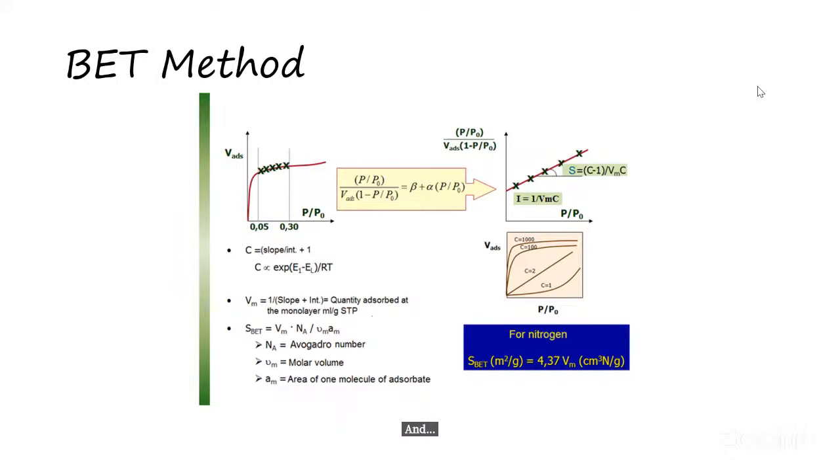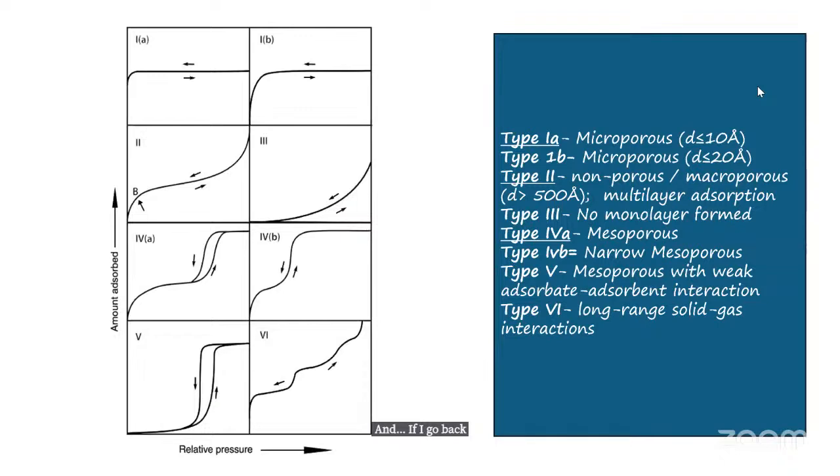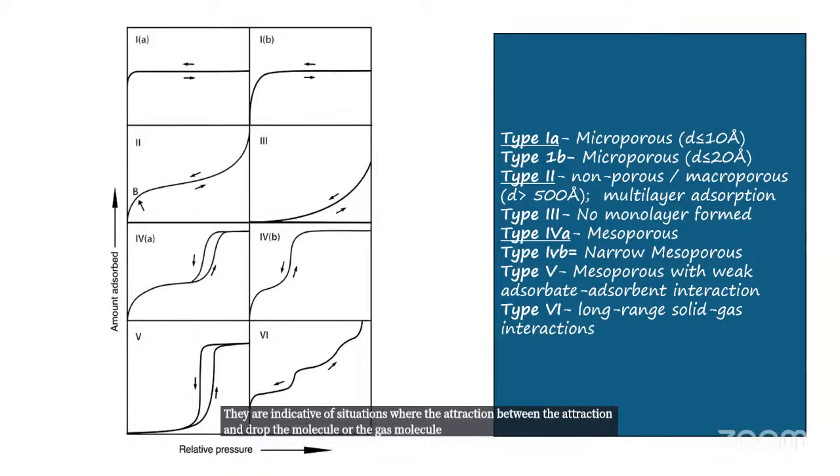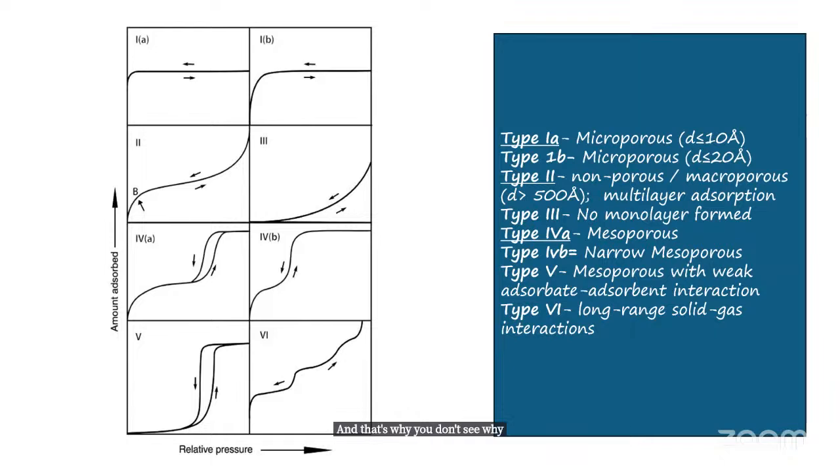And if I go back, number 3 and number 5, they are indicative of situations where the attraction between adsorptive molecules or the gas molecules is more than the attraction between gas and the solid. And that's why you don't see a hump like this in these cases. In these two cases, you don't see a hump like this, which also means if you have got these types of isotherm in your measurement, you cannot calculate surface areas from there. Okay?